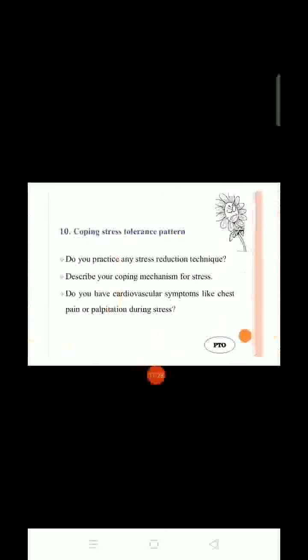Next is the coping stress tolerance pattern. Do you practice any stress reduction technique? Describe your coping mechanism for stress. What are you doing for reducing the stress? Do you have cardiovascular symptoms like chest pain or palpitation during stress? This is what we have to ask. You have to see if there is any kind of palpitation during stress. All this we have to see.